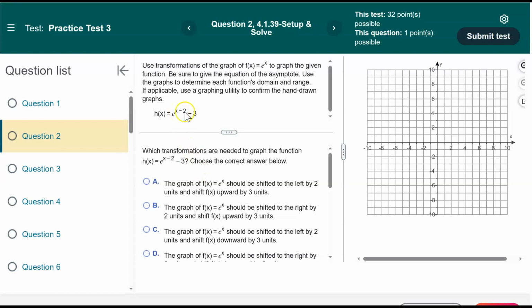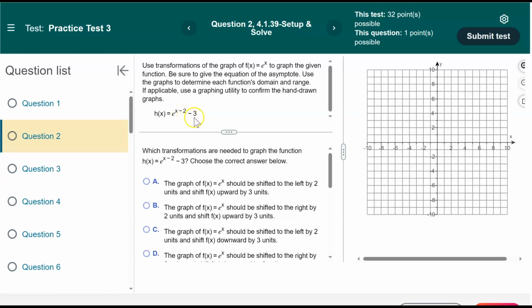Now, using the knowledge we had from Unit 1, if we begin with this parent function e to the x, the -2 here indicates a shift or transformation along the x-axis, a horizontal shift. Now the negative sign here means to the right. So it's the opposite. So that means there is a horizontal shift of 2 units to the right.